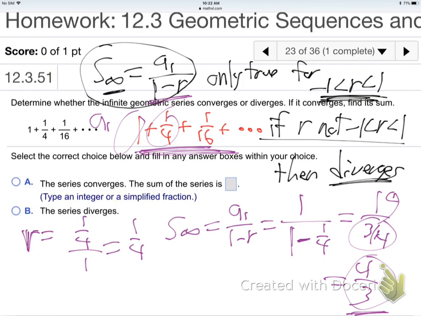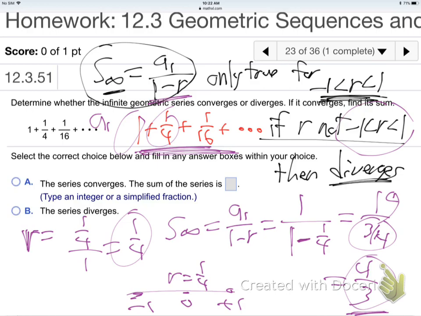Oh, I never verified. Remember the R had to be between negative 1 and positive 1, or we can't even do this formula? It is. R is 1/4. It's a fraction between negative 1 and positive 1. Right? R has to be a fraction, right? If negative 1's here and positive 1's there, R is 1/4, between them. So that's good. Is that okay? Make sense?